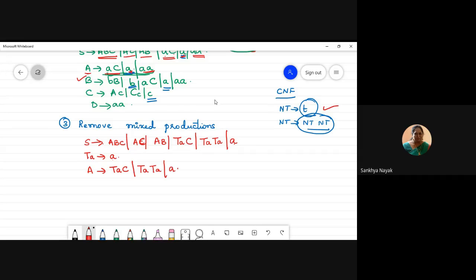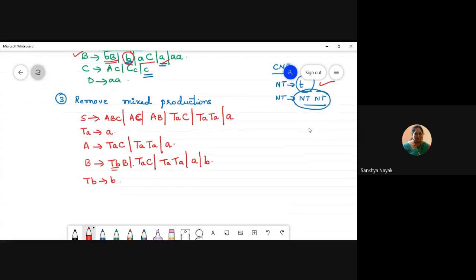Now let us take B. B derives a combination of terminal and non-terminal. So small b, I'll write it as TB, capital B. Okay. This is single, so I'll leave it as it is. This one will become TA C, single as it is, and TA. So single were a and b. I'm just putting them in the end, that's all. Okay. So here I introduced a new symbol called TB to replace b.